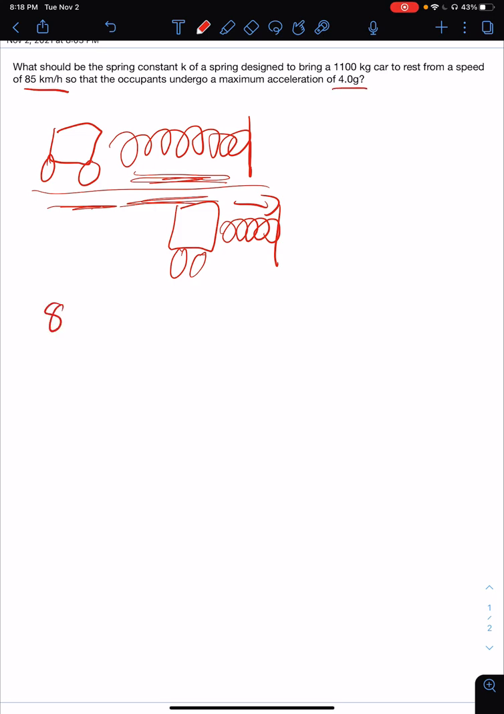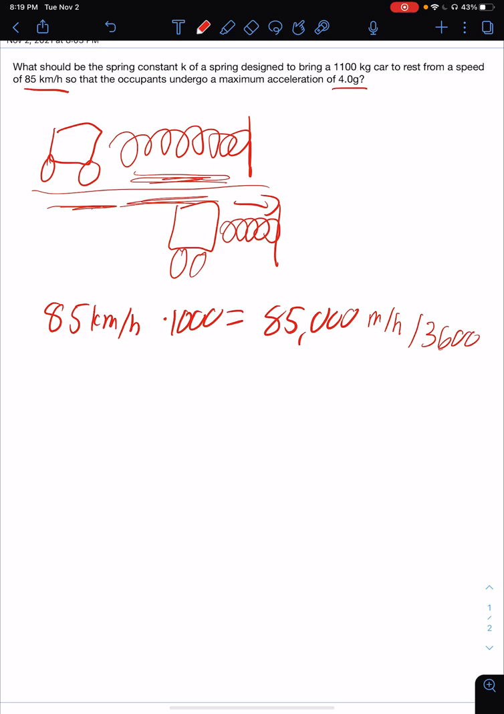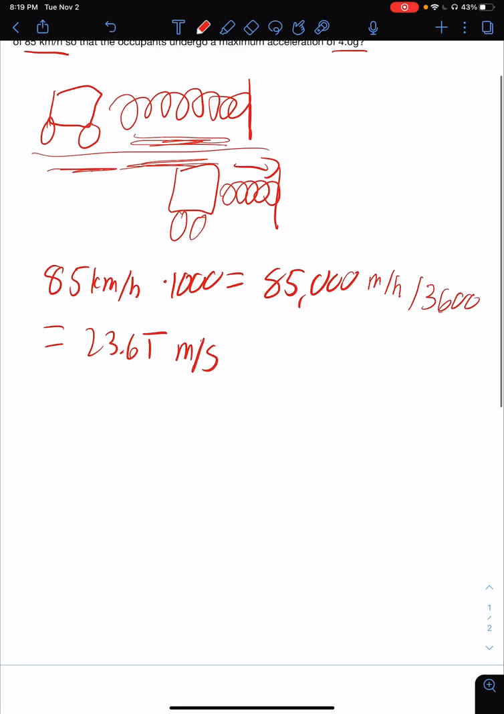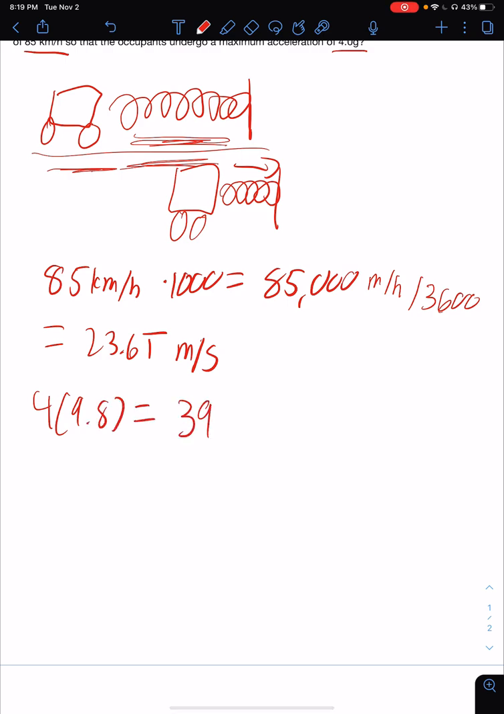So 85 kilometers per hour times 1000 is going to give us 85,000 meters per hour. Let me just write this for simplicity purposes. Divide by 3600, it's going to equal 23.61 repeating meters per second. That's the velocity, all right? Now acceleration is 4 Gs, which is nothing but 4 times the acceleration of gravity, which is just going to be 4 times 9.8, which is going to be 39.2 meters per second squared.